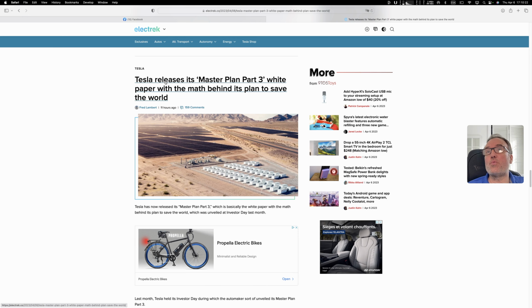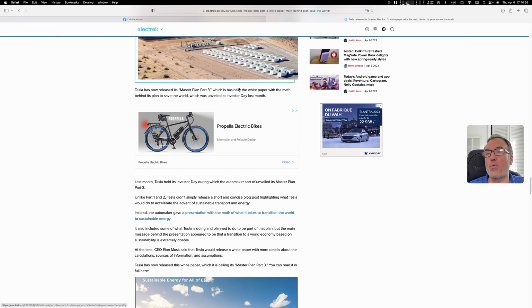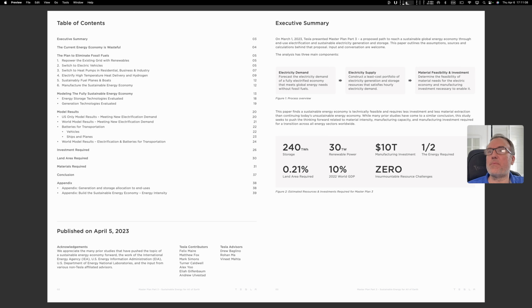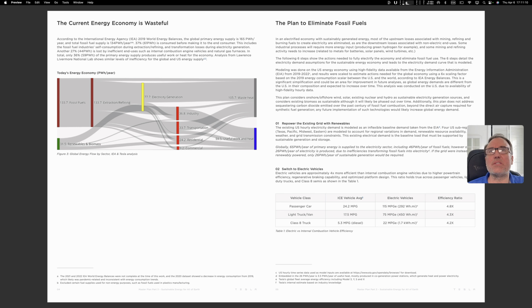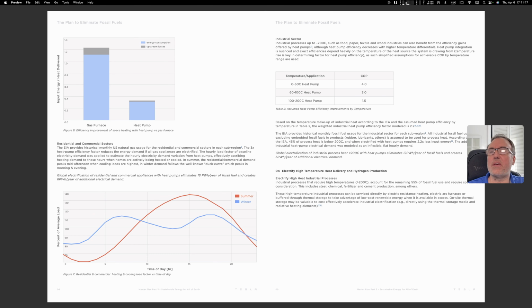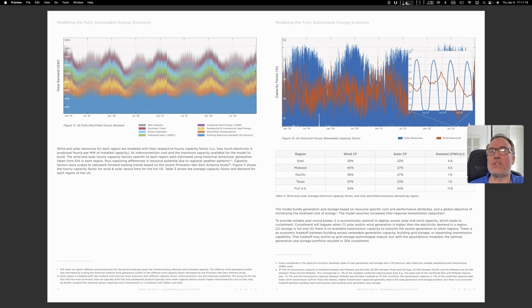And also Tesla releases its Master Plan Part 3 white paper with the map behind its plan to save the world. I just downloaded it. I did not take a look at it. This is something that you can download, so I'm sure this is going to be very interesting. Lots of math, lots of logical explanations, so I think this is going to be a very interesting read.